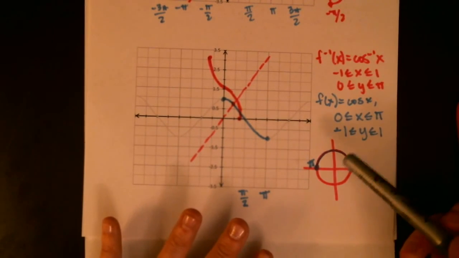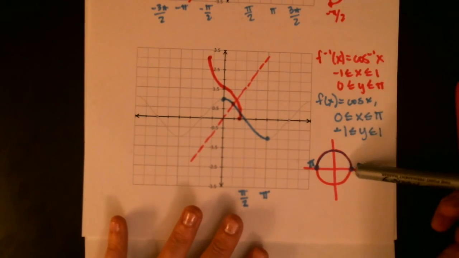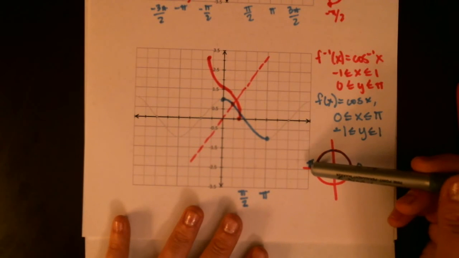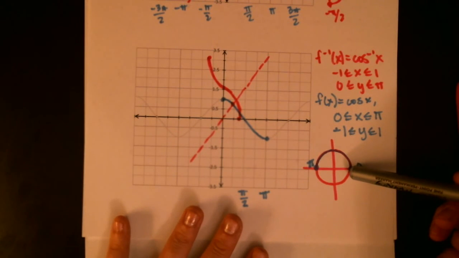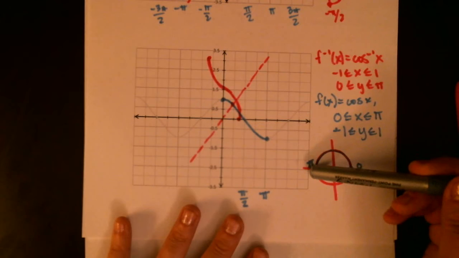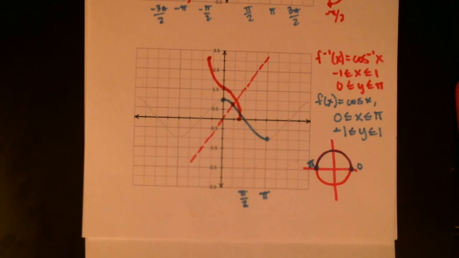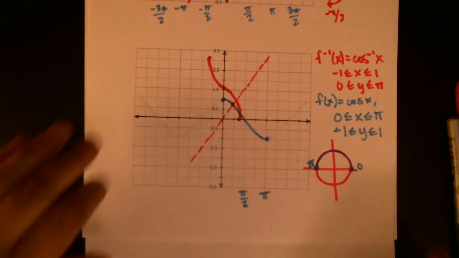Whereas with inverse cosine, if you want to hit all possible x values, you're going to have to go from the far left to the far right. And again, if you don't want to repeat any, you're either going to look exclusively at the top or exclusively at the bottom. And this time we chose the top.